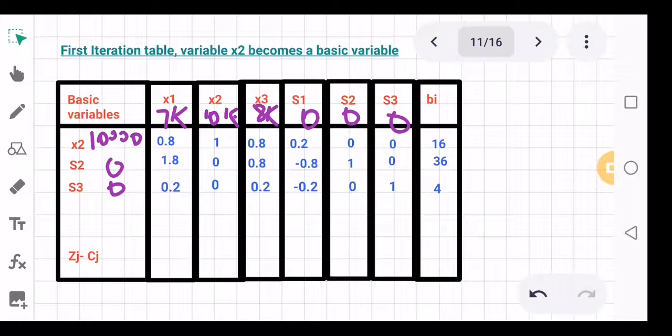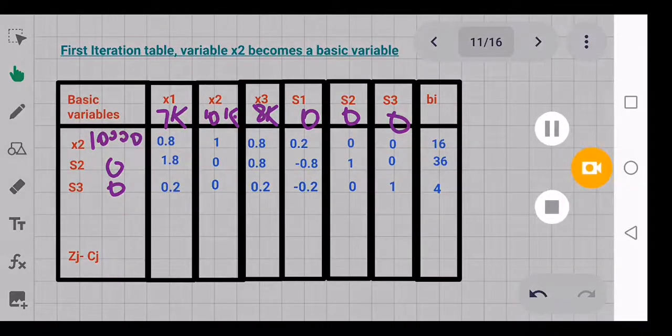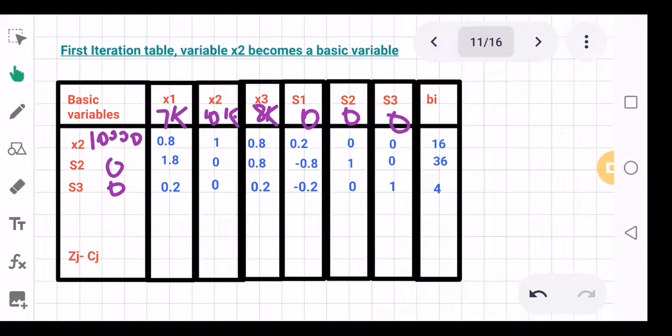Okay, so you got the values. Now once you got the values, you have to calculate the Zj. We need to calculate the Zj. Okay, so Zj will be equal to 10,000 into 0.8 plus 0 into 1.8 plus 0 into 0.2.